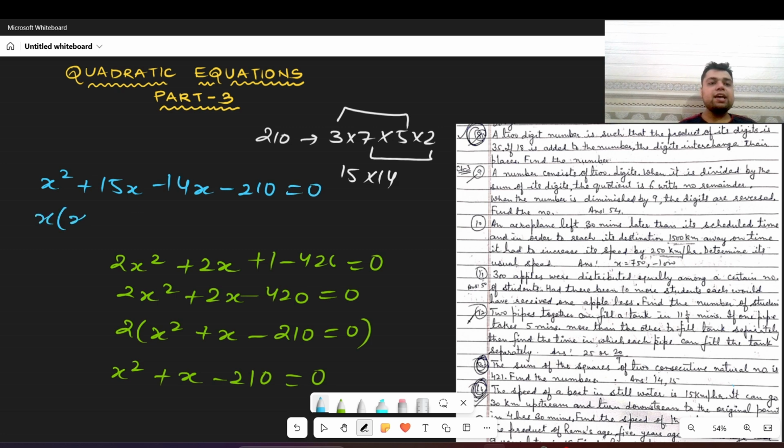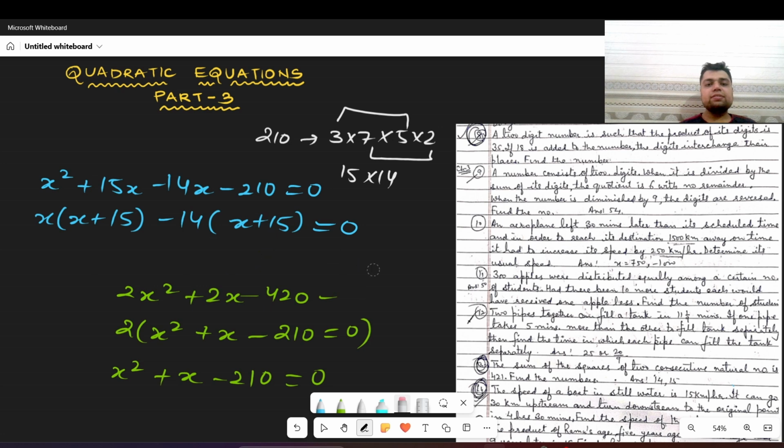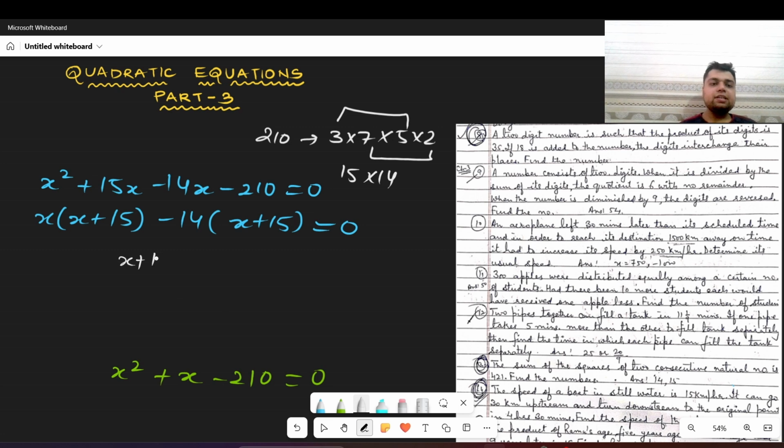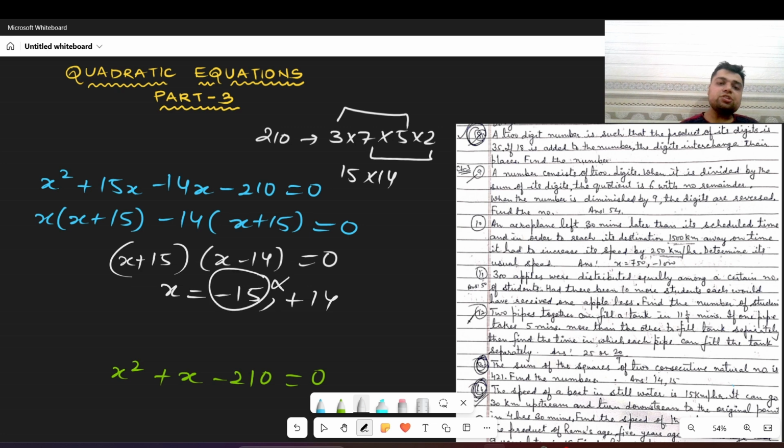I can take x common here, x plus 15, and here minus 14, x plus 15 I will get, equals to 0, right? So x plus 15 times x minus 14 will be equals to 0. X will be minus 15 and plus 14. Remember, the question is saying two consecutive natural numbers. So minus 15 is not natural, so 14 we will take, and x plus 1, the next number, will be 15. So 14 and 15 will be the consecutive numbers. Okay, clear? Let's see the next question.